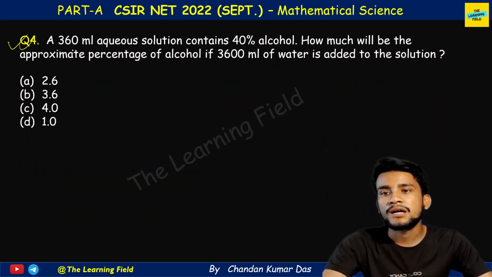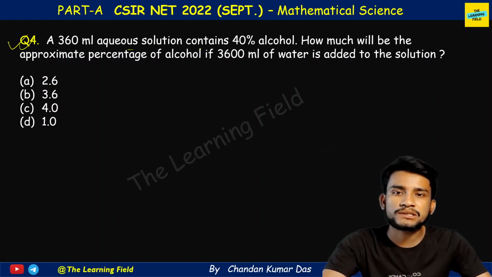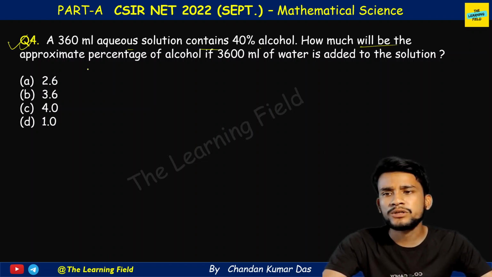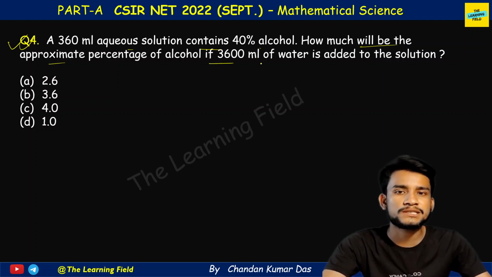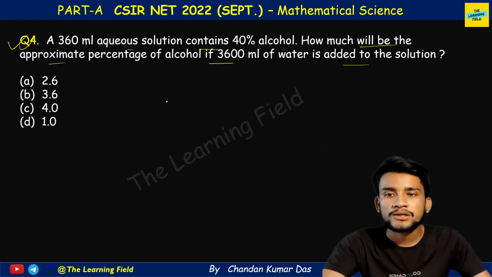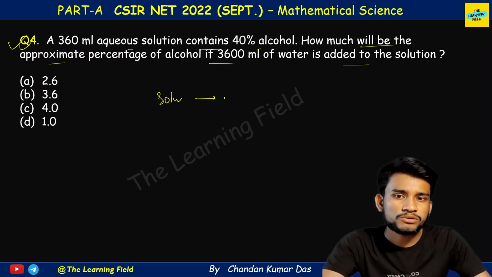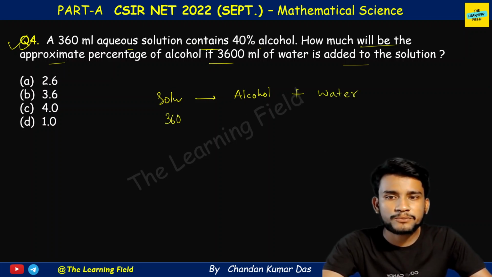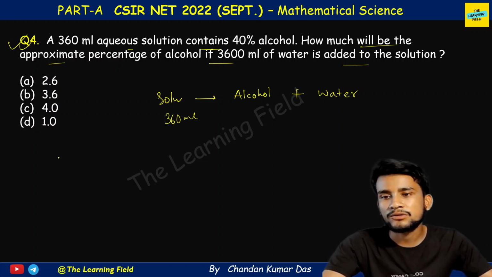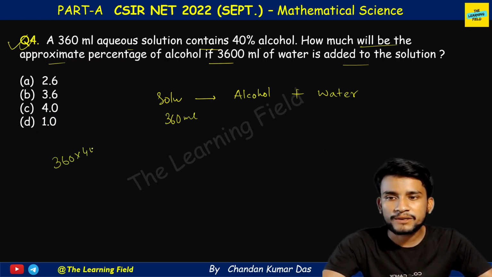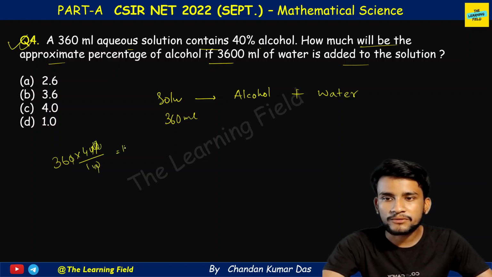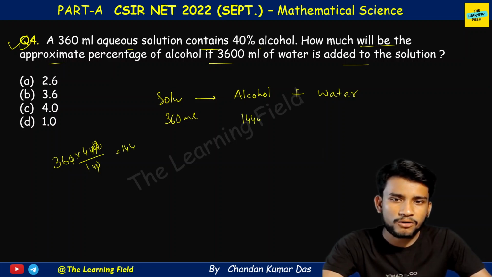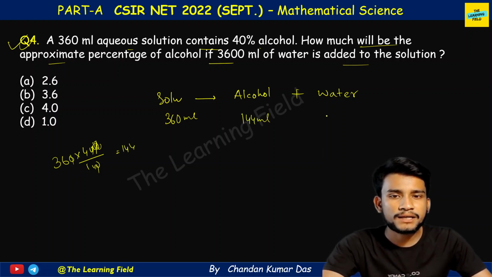Question number 4 says that a 360 ml aqueous solution contains 40% alcohol. How much will be the approximate percentage of alcohol if 3600 ml water is added to the solution? So there is a solution which contains alcohol and water. In 360 ml of solution we have 40% alcohol, so 360 into 40 by 100 gives 144. So we have 144 ml of alcohol, and the remaining is water.